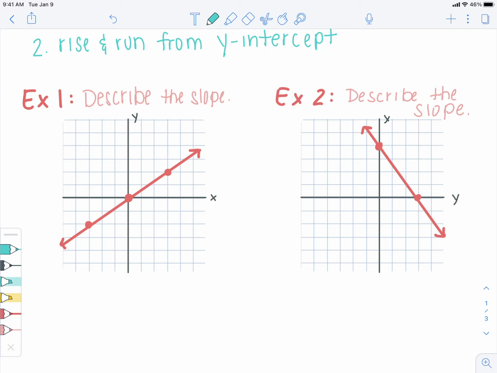So the first one wants to know what the slope is, or asks you to describe the slope of the line. So when I look at that line, I notice right away they gave me points on my line. They gave me (0, 0). Then they gave me (3, 2). And they also gave me (-3, -2).